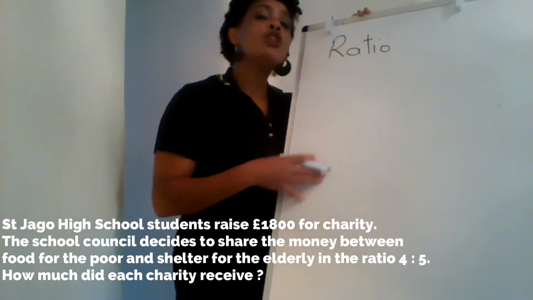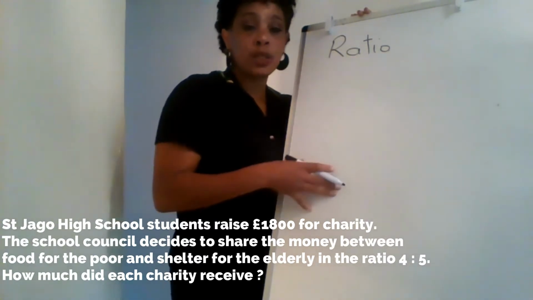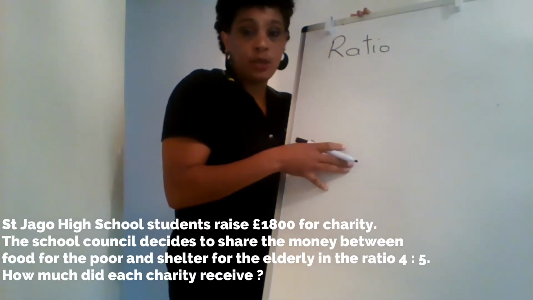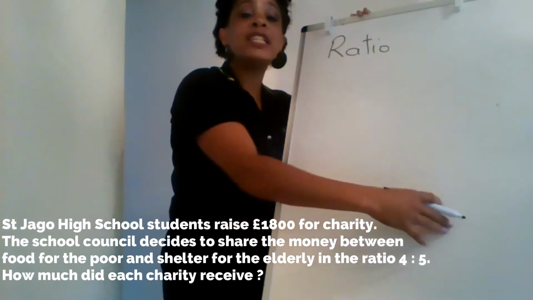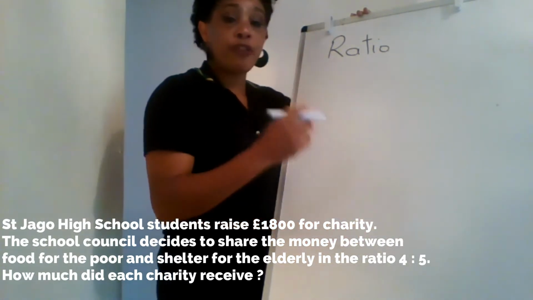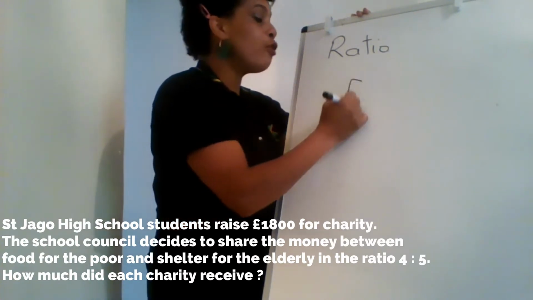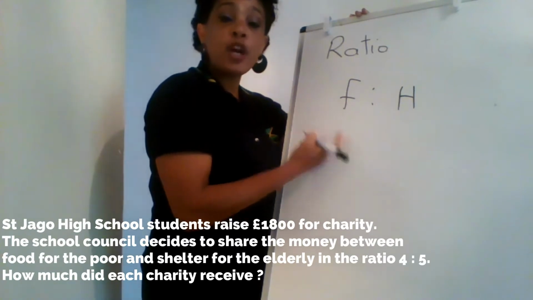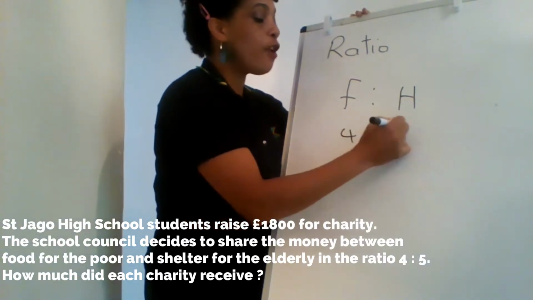So here we're given the total amount of money that's going to be shared. So that is given the total. And we're told the part that is going to be divided into. Our question is, how much money is in each of those parts? So first of all, we know that they're going to share the money between food for the poor and housing for the elderly. We know that they're going to be sharing it in the ratio of 4:5.